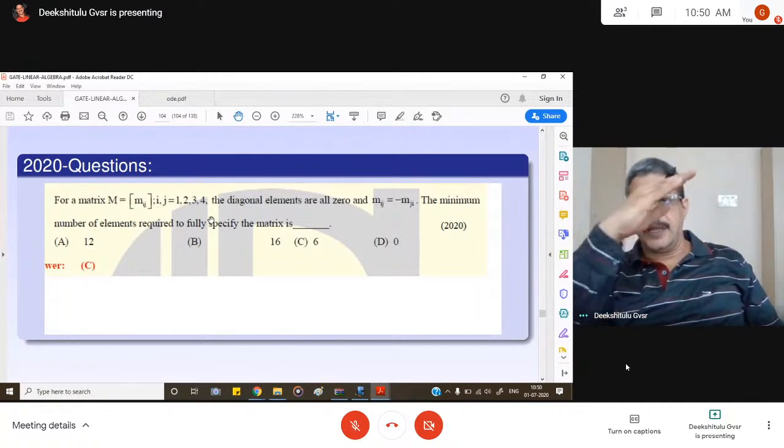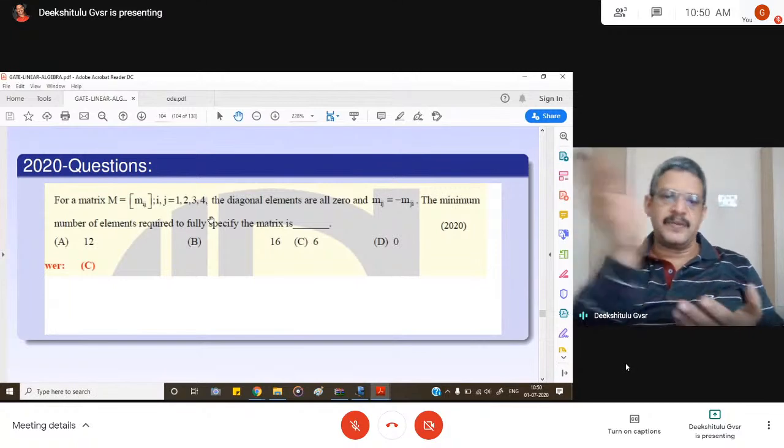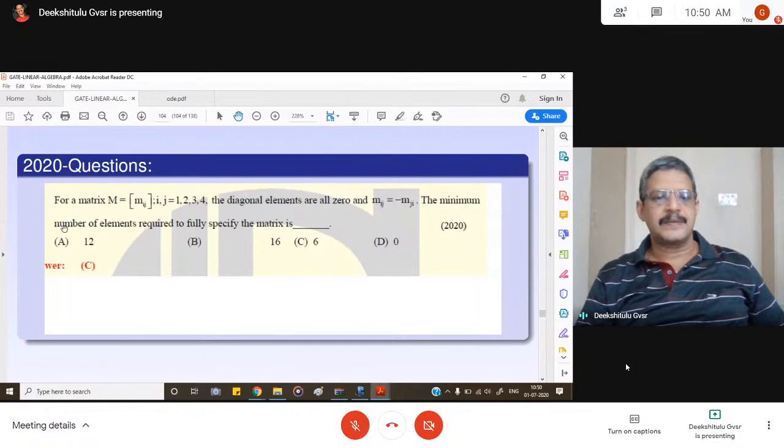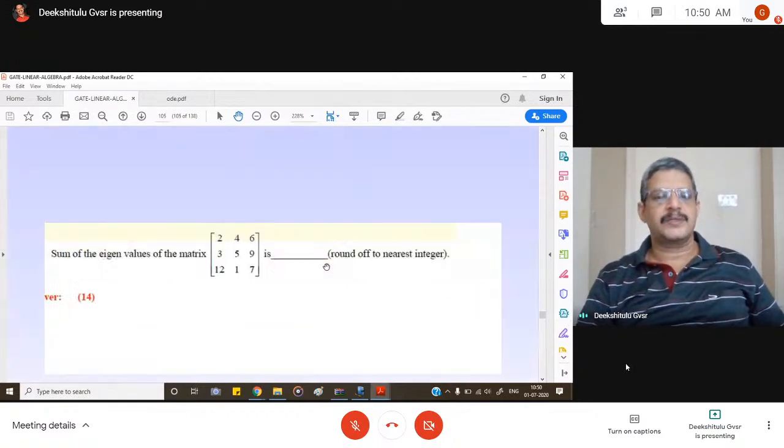3, 2, 1. Then diagonal comes. Those same elements will be in the opposite side. 3, 2, 1. So how many? 6. So that's how we have to imagine this question.